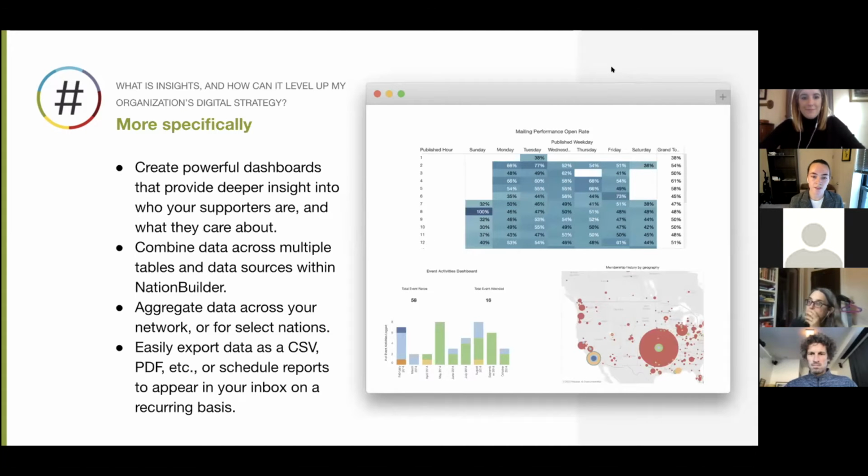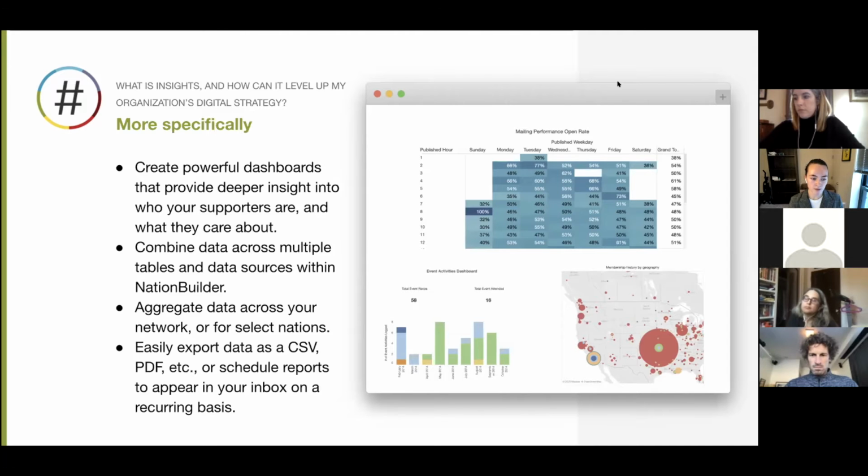Running through some specifics here, on the right-hand side you'll see a few screen grabs from some of our standard membership reports within Insights. Insights allows you to create powerful dashboards that provide deeper insight into who your supporters are and the things that they care about. You're able to combine data across multiple tables and data sources within NationBuilder. Again, calling back to that example I shared of combining data within the finance section and the people section, some other examples might be people and the website section combined to unlock different findings there.